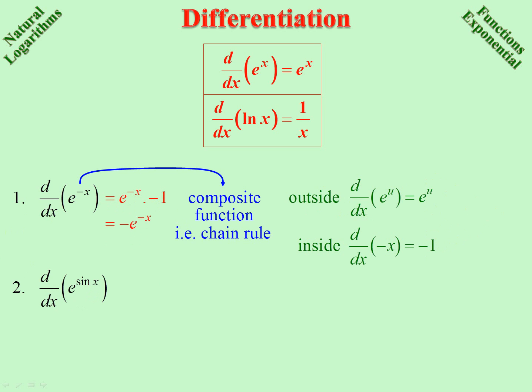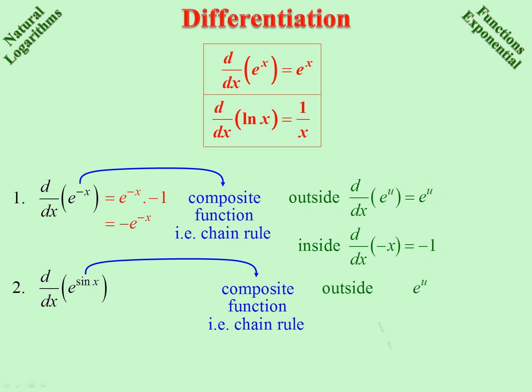Another one, same thing. Composite, chain rule, outside e to the u, inside sine x. Derivative of sine is cos.